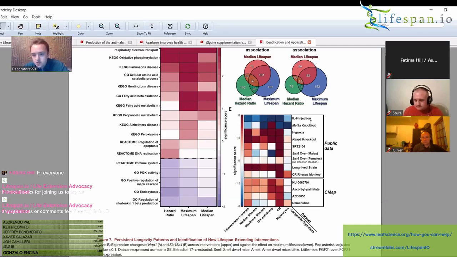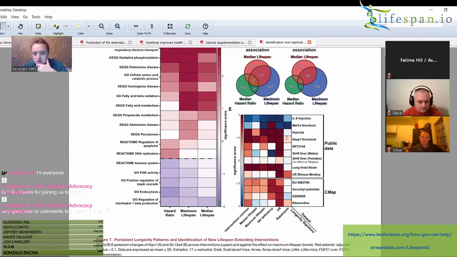The next intervention was MAT1A knockout, and MAT1A is one of the genes involved in methionine metabolism. So if you delete this gene, the level of methionine goes up, and methionine reduction increases lifespan. So these are opposite things, and this is also what we see here. 5 out of 6 interventions demonstrate a negative association with this intervention.